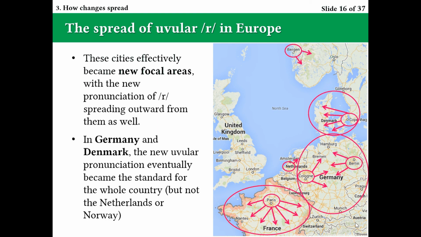In Germany and Denmark, that eventually went to completion. It became the standard for the entire speech community. But this didn't happen in the Netherlands and not in Norway. So in Dutch and Norwegian, not everyone uses a uvular R, whereas in German and Danish and also in French, it did spread to be just the standard for all the language.